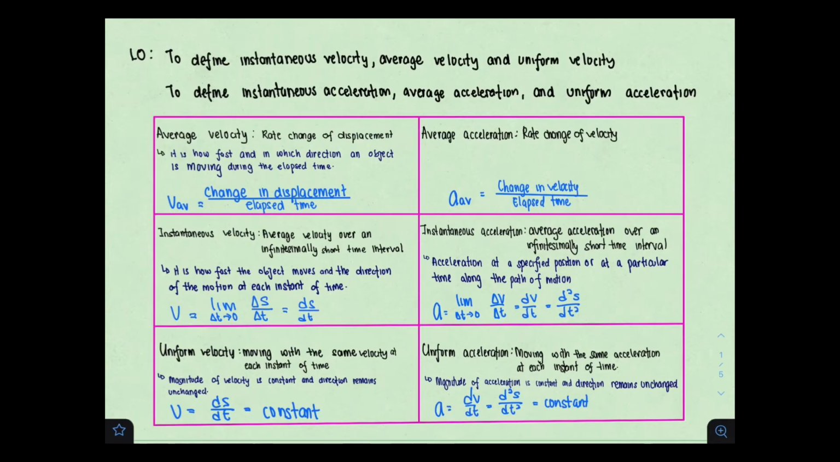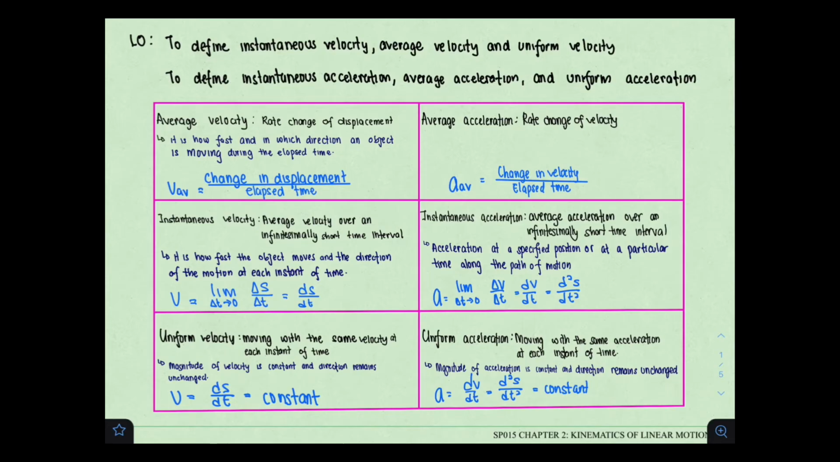Okay, so now we'll look at the first learning objective and the second learning objective, which is to define instantaneous velocity, average velocity, and uniform velocity. Also, the second one is to define instantaneous acceleration, average acceleration, and also uniform acceleration.